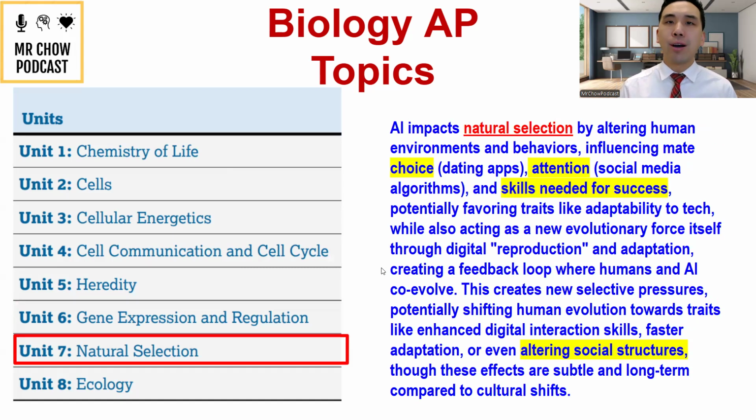Now, natural selection, as we know it, really deals with animals and the ecosystem. However, when I did some research, this really talked about humans. So I thought this was interesting.